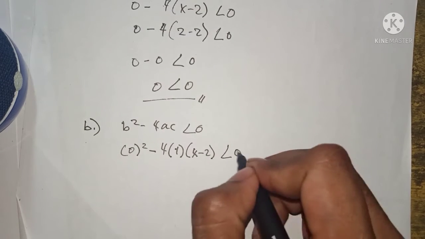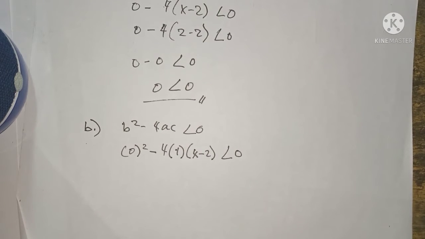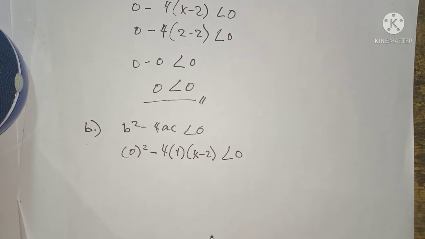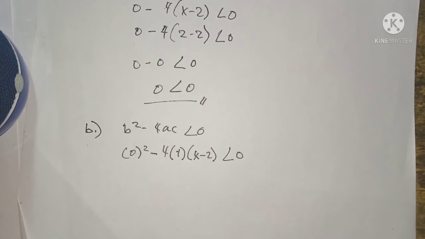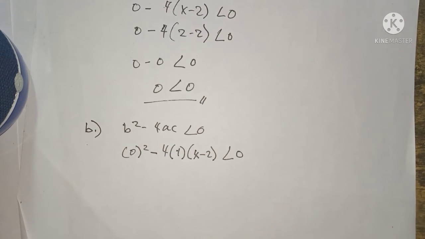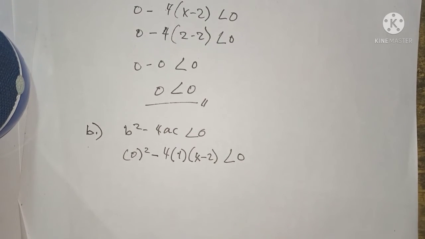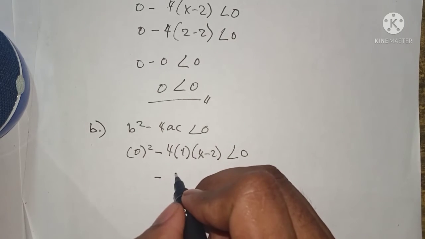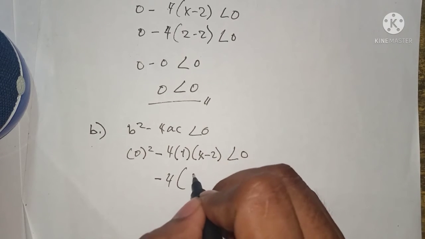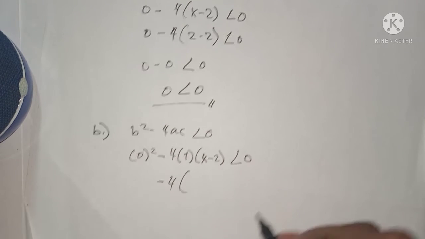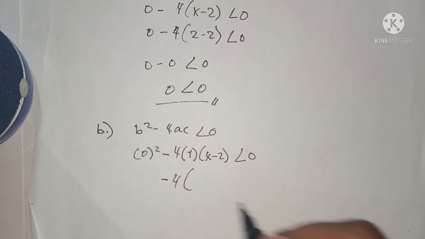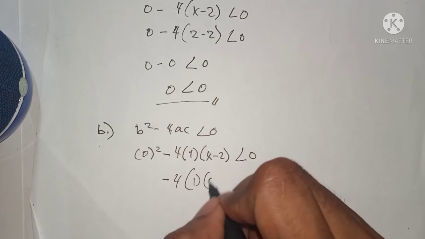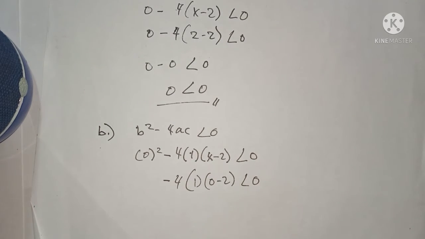So for this problem, let's substitute, which is yung 4 times 1 is 4, x minus 2. Okay, let's substitute yung x natin dito ay ang gagamitin natin ay 0. So 0 minus 2.